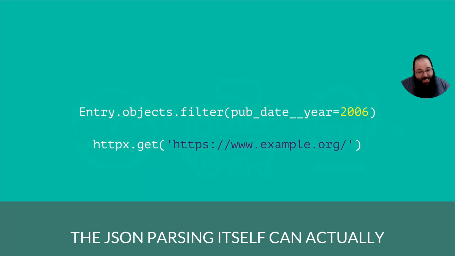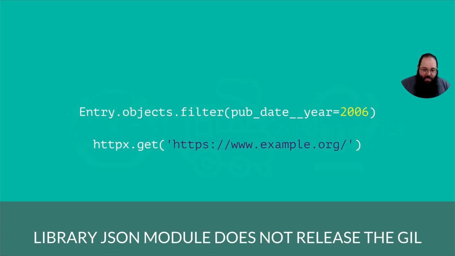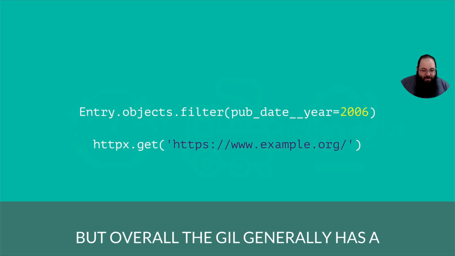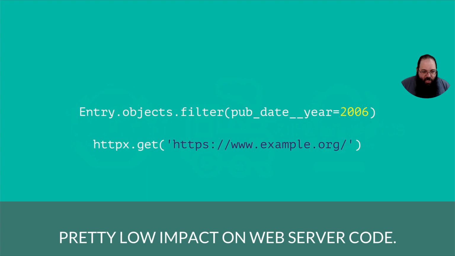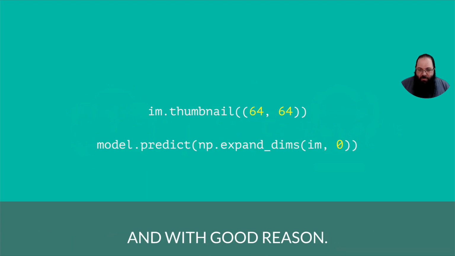The JSON parsing itself can actually be a CPU hotspot, and notably the standard library JSON module does not release the GIL even when you're using the C extension, so keep an eye on that. But overall, the GIL generally has a pretty low impact on web server code. Unfortunately, CPU-bound code is much more common in queue workers, and with good reason.